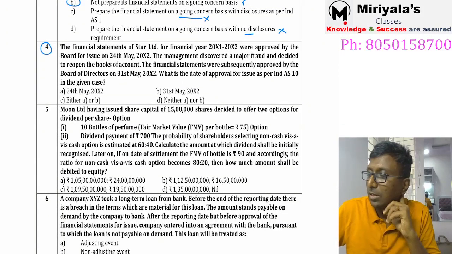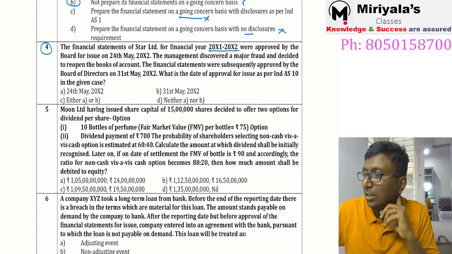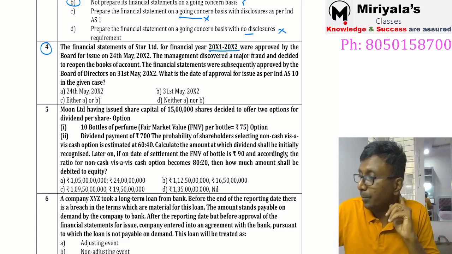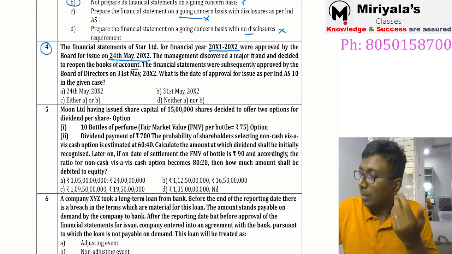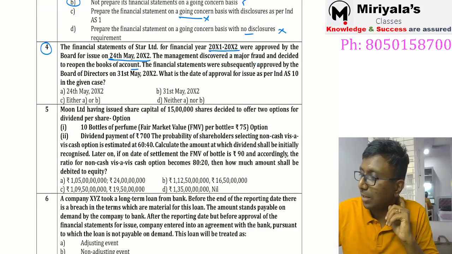So the fourth one: the financial statements of Star Limited for the financial year 2021-22 were approved by the board of directors for issue on 24th May. The management discovered a major fraud and decided to reopen the books of account. Not a problem. The financial statements were subsequently approved by the board on 31st May. What is the date of approval for issue as per Ind AS 10?